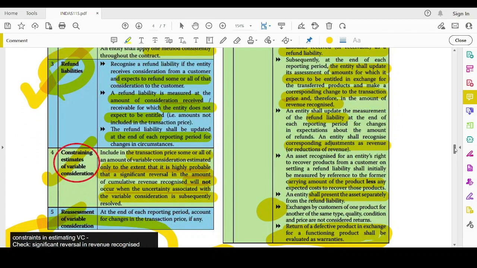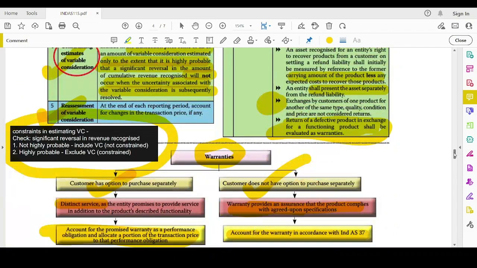It includes in the transaction price some or all of the variable consideration, estimated only to the extent that a significant reversal is not probable. So I'm quite sure, I have been in this business for the past 5 years, and I'm quite sure the bed will not be refunded. That is, it will not come back. Then I know that a significant reversal is not highly probable. Then I will include the variable consideration.